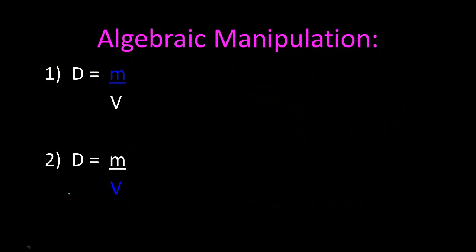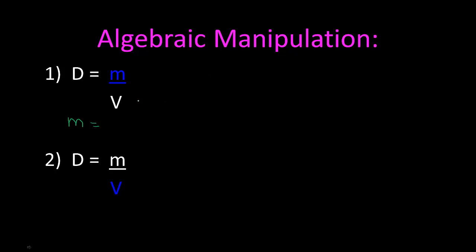All right, this video is about algebraic manipulation and density. So turn to that page in your notes. We're going to do the 4 examples. This first equation is density is equal to mass divided by volume, and we need to solve for mass. That means we need to rearrange this formula to where it looks like m equals and then something else.